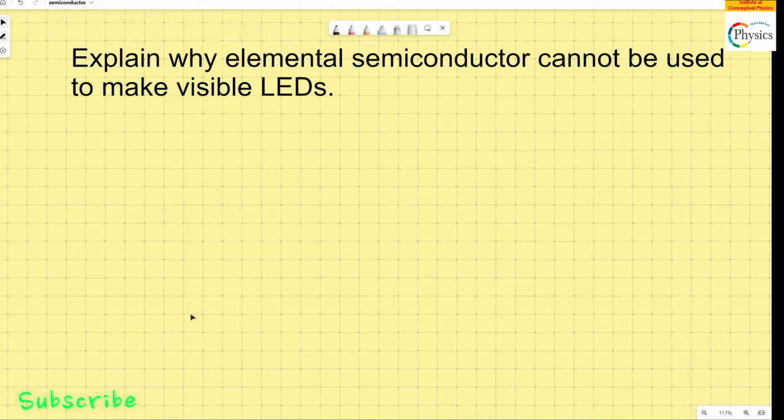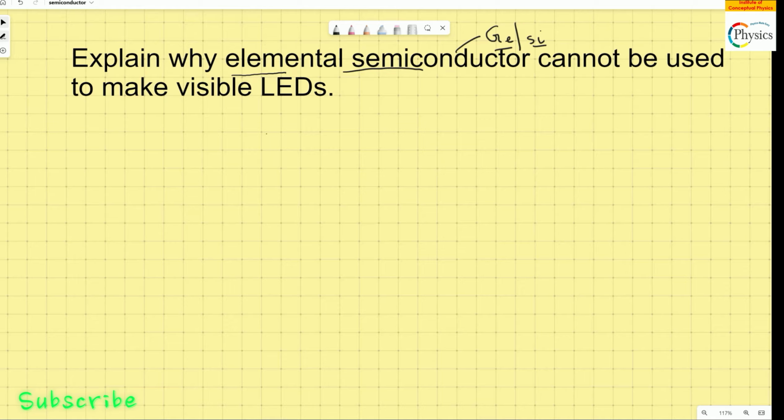So the question is, why the elemental semiconductors cannot be used to make visible LED? I'll give you the answer to this in the form of a diagram. See, elemental semiconductors, these are germanium and silicon, right? The most versatile semiconductors in the world, right?